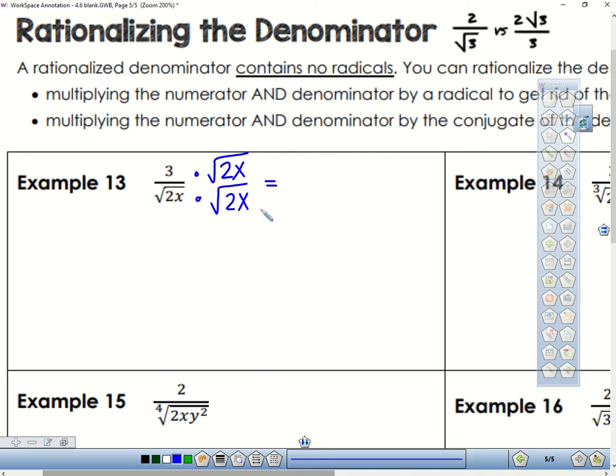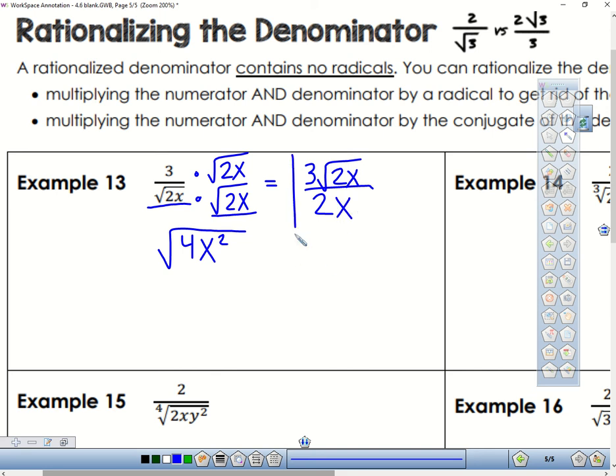In the numerator, whatever you do to the denominator, you also need to multiply the numerator by. So that's going to become 3 square root of 2x over... Now, whenever you multiply a square root by itself, it's just going to be whatever's inside. But if you don't believe me, we'll do it the long way. This is going to be 2 times 2, which is 4, and then x times x, which is x squared. So what is the square root of 4? Good. And what's the square root of x squared? X. So this is your final answer.